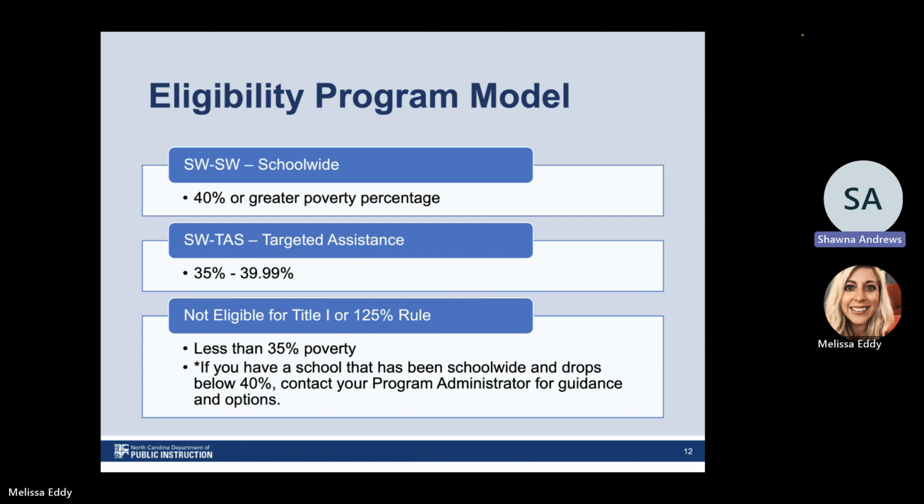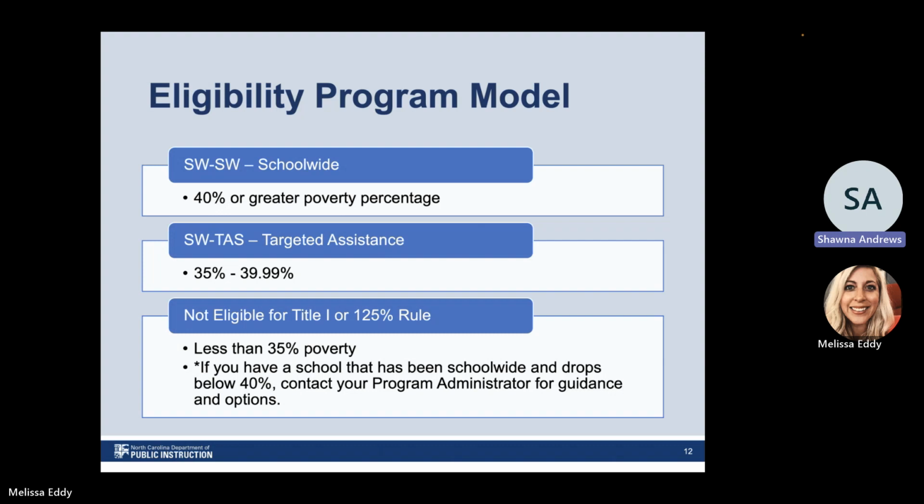Once you start entering data into PowerSchool for ESSR, there are eligibility program models that you will need to select. You will select school-wide if it's 40% or greater poverty percentage. So schools can qualify for school-wide if they're 40% or greater. They can be targeted assistance if they fall between 35 and 39.99%. And then not eligible for Title I if your poverty has fallen below 35%.